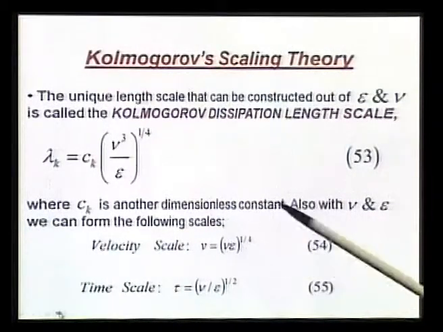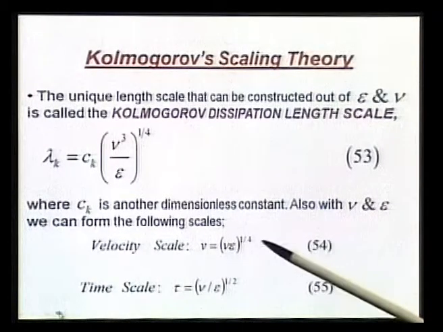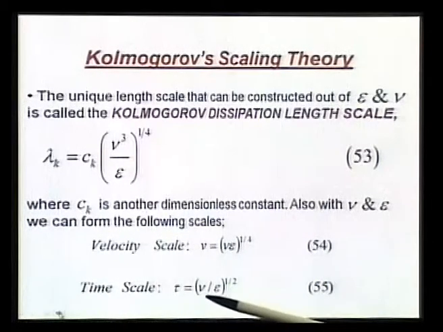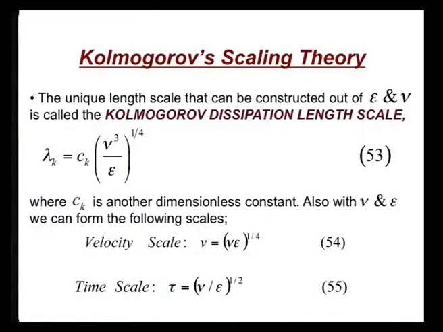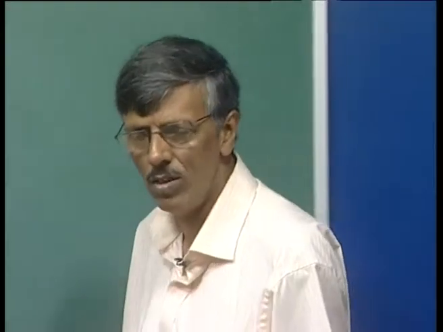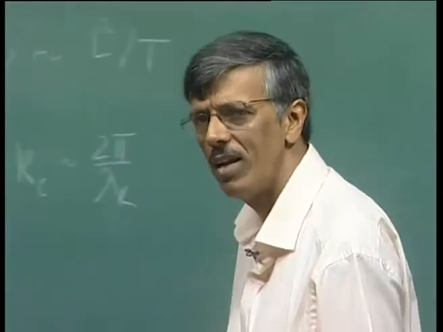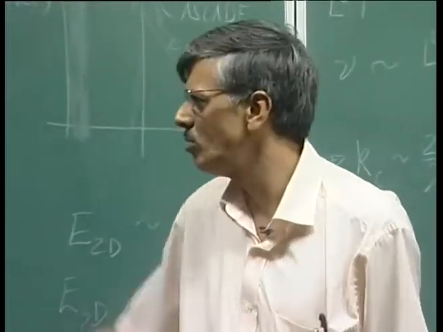You can obtain a corresponding velocity scale exclusively in terms of nu and epsilon. You can construct a time scale exclusively again in terms of nu and epsilon. So, we get these 3 scales. That more or less defines everything, is it not, the way we have been non-dimensionalizing the Navier-Stokes equation. What we needed there: a velocity scale, a time scale and a length scale. So, we have all 3 of them.